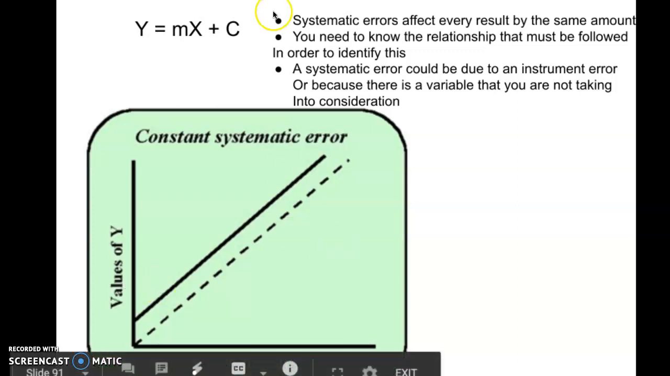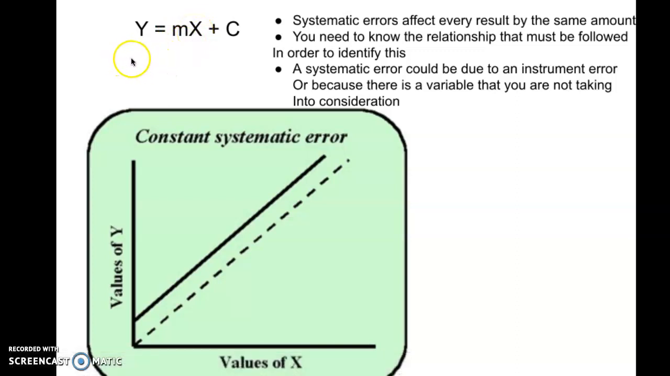A proportional relationship is simply y equals mx. I'll give you an example. Force equals mass times acceleration. That is a proportional relationship. A linear relationship is y equals mx plus c. So for example, s equals ut plus half at squared, right? So what you need to know first is what kind of relationship you are expecting.